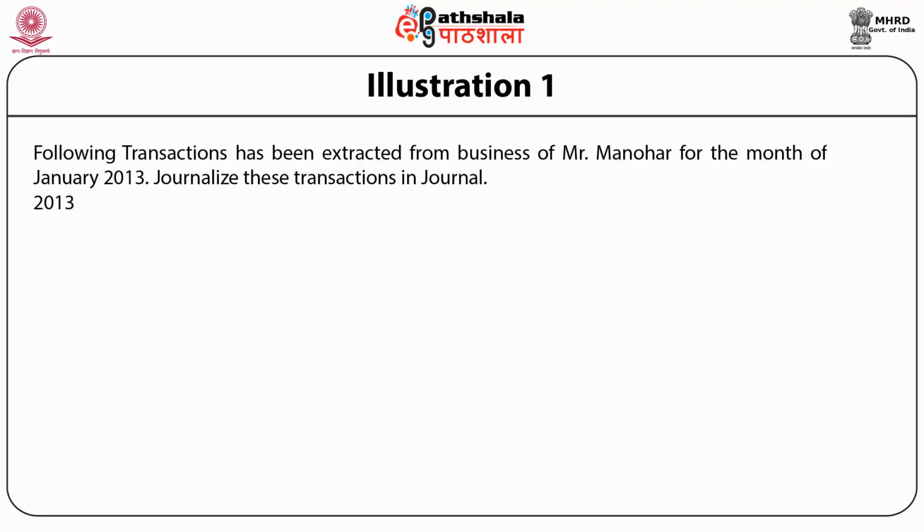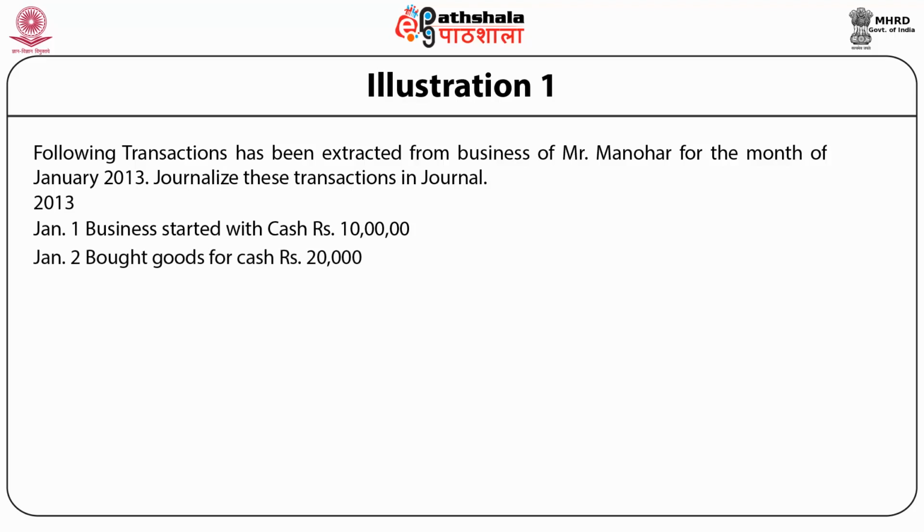So what are the transactions? Let's have a look first, then we will see how these transactions are recorded. The first transaction happens on January 1, the 1st of January: a business was started with cash of rupees 1 lakh. Then on 2nd January, he bought some goods for cash 20,000. The third transaction is he bought goods from Kamlesh for rupees 30,000.